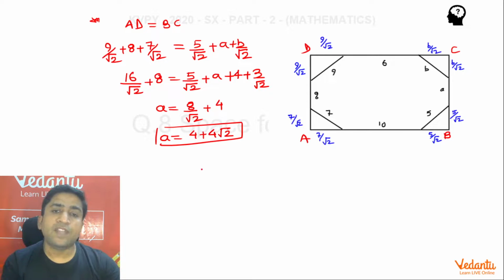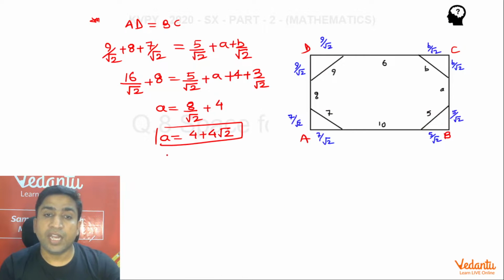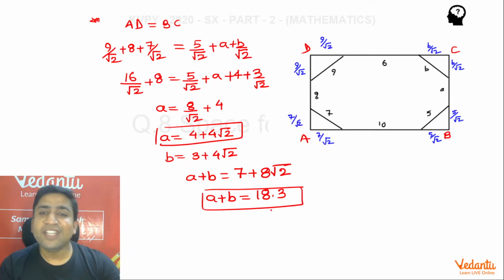Now, the question is saying, what do we need in this question? The integer nearest to the sum of the remaining two sides. So basically we want the value of A plus B. And if you have seen, B value is coming out to be 3 plus 4 root 2. So if you try to add A and B, it is giving you 7 plus 8 under root 2. Now it's all about putting the value and getting the answer. If you simplify 7 plus 8 root 2, it comes out to be around 18.3. So the nearest integer corresponding to 18.3 is going to be 18.